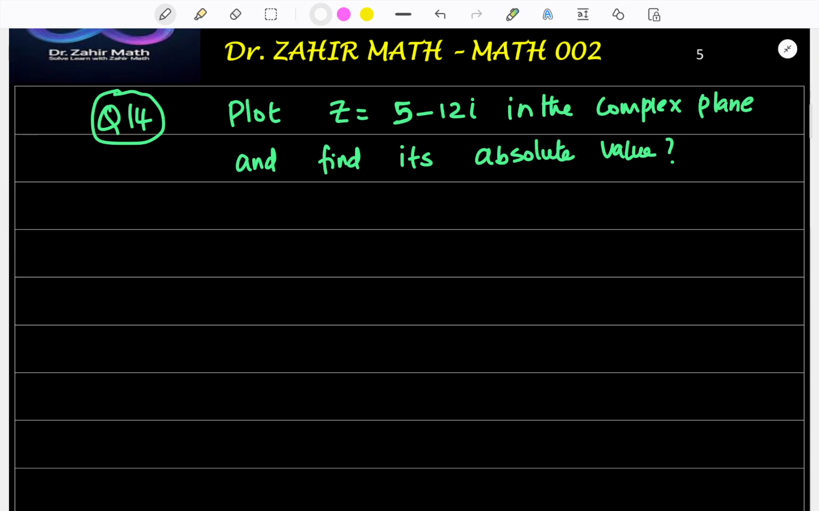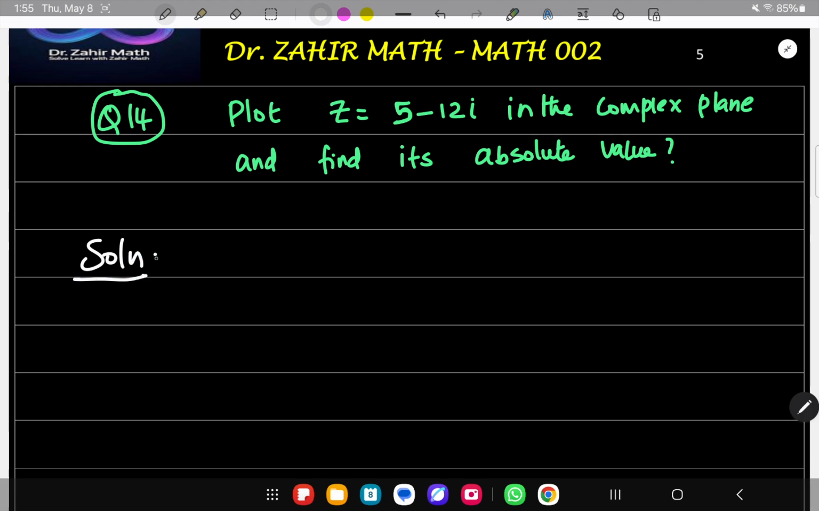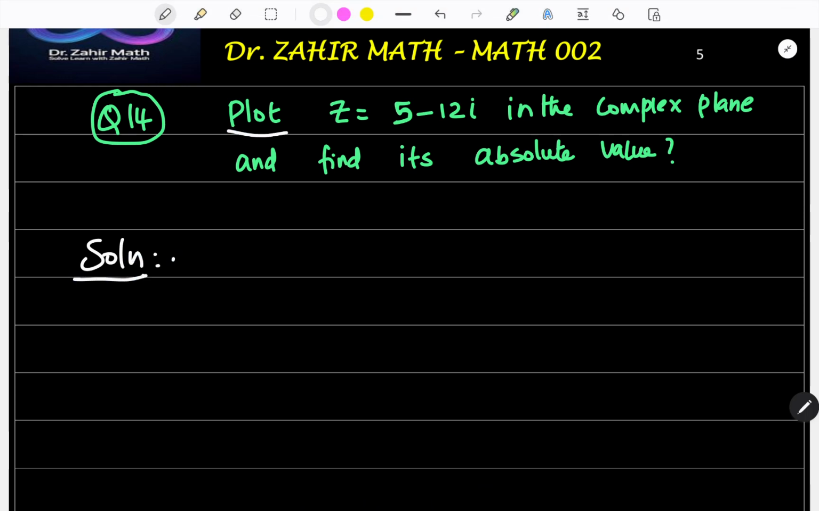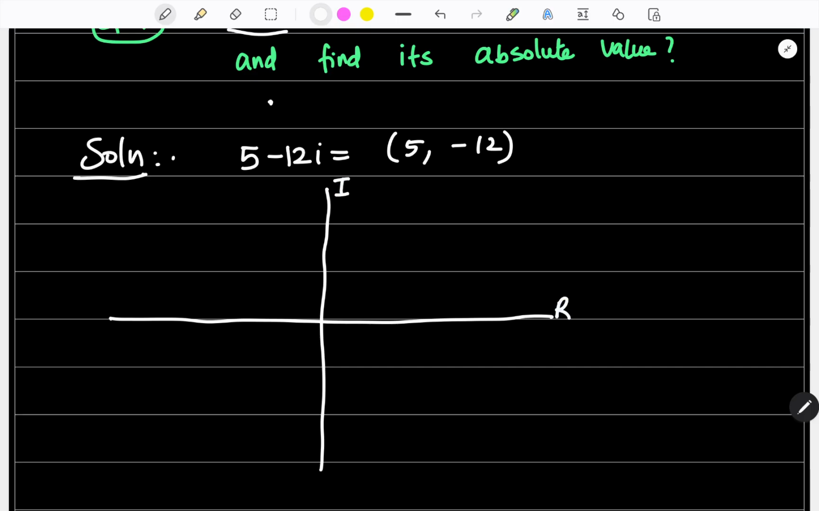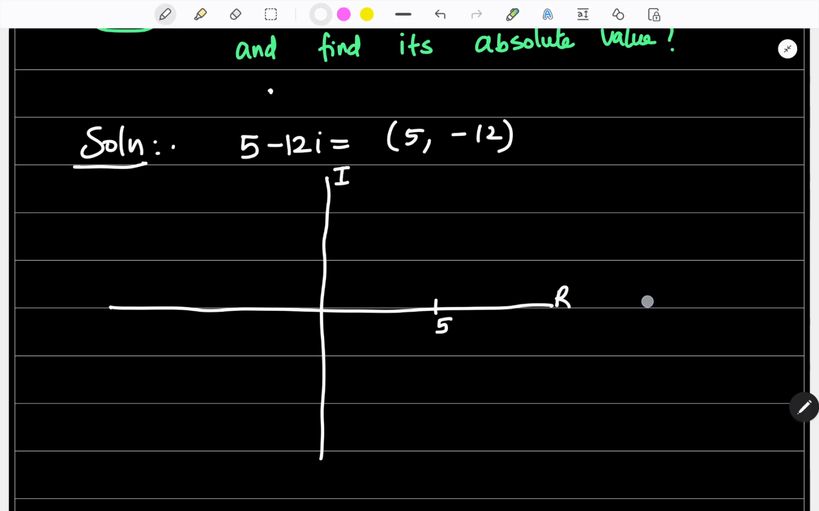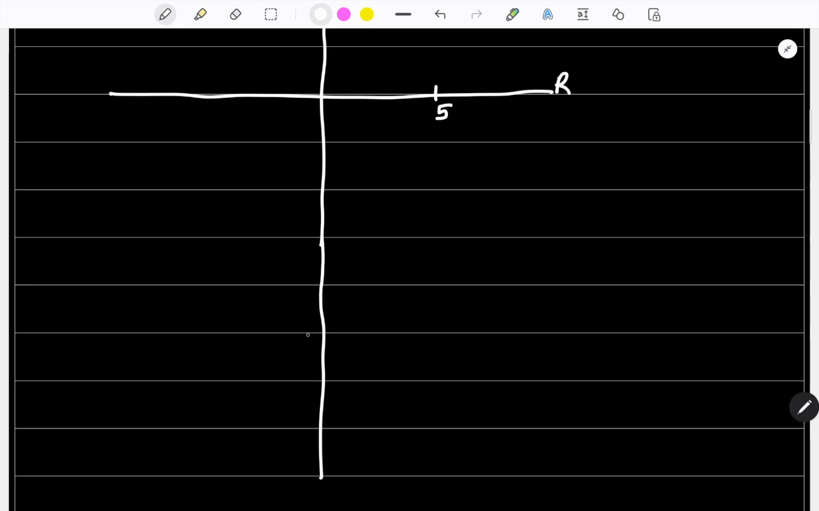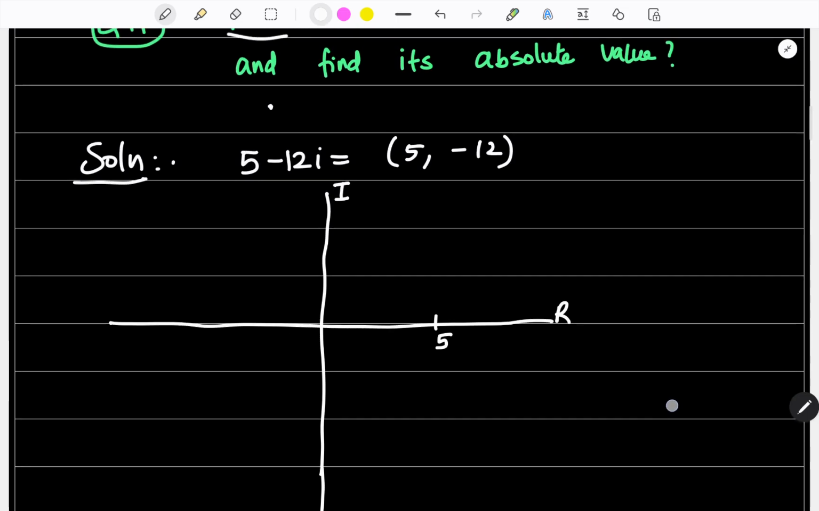Okay, right. Let's go to the next question. Plot z is equal to 5 minus 12i. Plot means what? You're going to just fix it. So 5 minus 12i is equal to 5 comma minus 12, and you're going to put it in the graph. So this is real axis and this is an imaginary axis. Here is the point 5, and the minus 12 is here. So this point will be 5 comma minus 12.